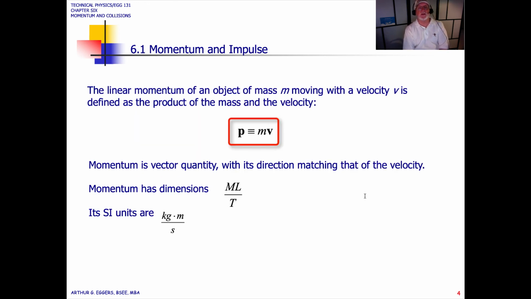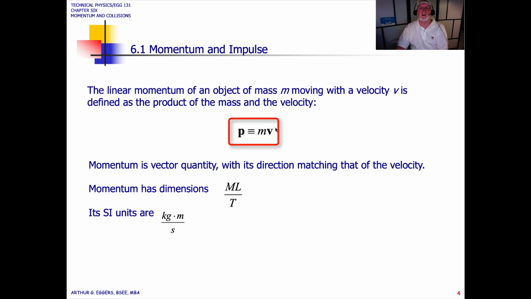So let's start with the definition. The linear momentum of an object of mass m moving with a velocity v is defined as the product of the mass and the velocity. So you see here we've got a little lowercase p that we use to define what momentum is. It's not the lowercase rho like we saw before. It's a little letter p. 3 dashes is definition, and mass times velocity.